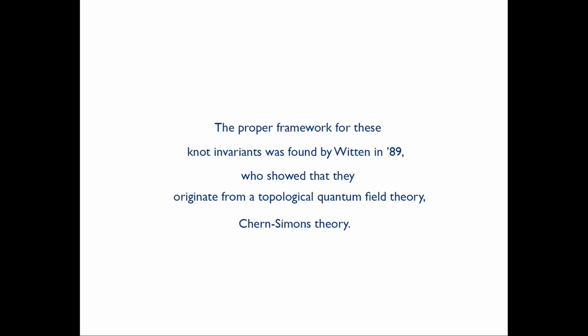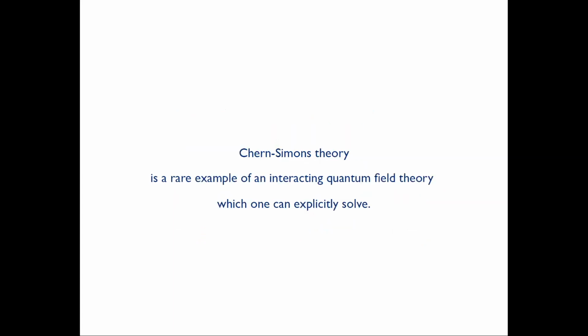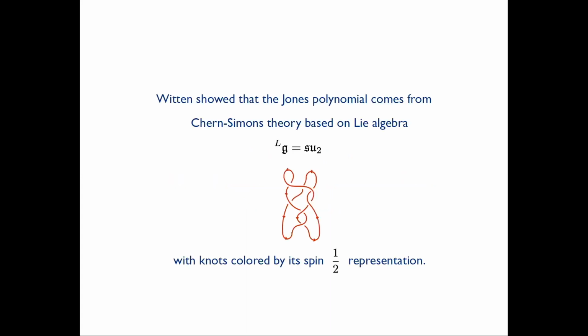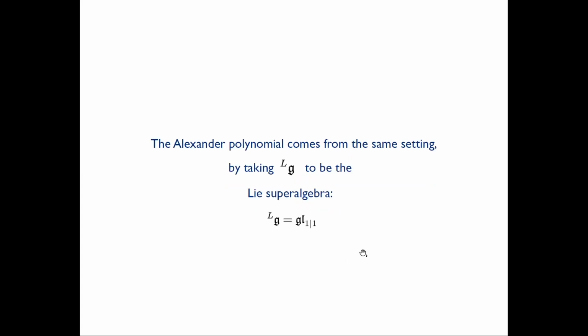So the proper framework for these invariants was found by Edward Witten, who showed that they originate from Chern-Simons theory, a topological quantum field theory in 3 dimensions. Chern-Simons theory is a rare example of a quantum field theory in dimensions bigger than 2 that we can explicitly solve. In particular, Witten showed that the Jones polynomial comes from Chern-Simons theory based on the Lie algebra SU(2) with knots colored by its spin-half representation. The Alexander polynomial comes from the same setting by taking the Lie algebra to be the Lie superalgebra GL(1|1).